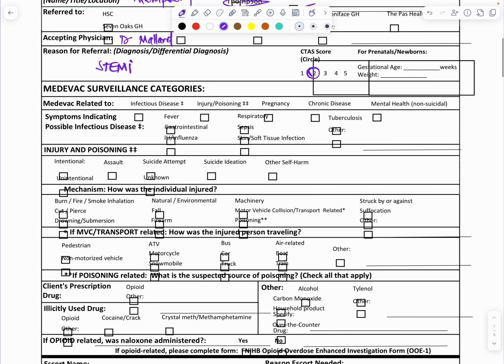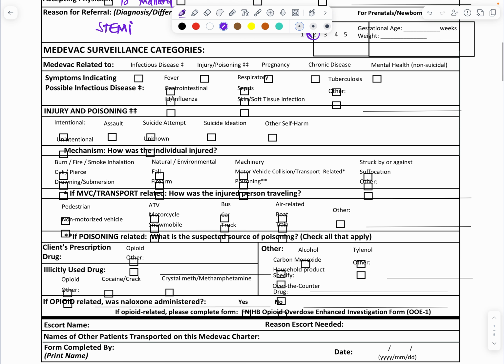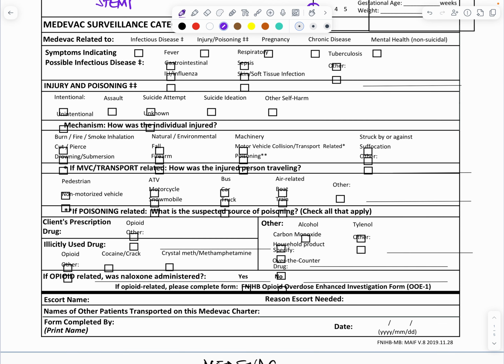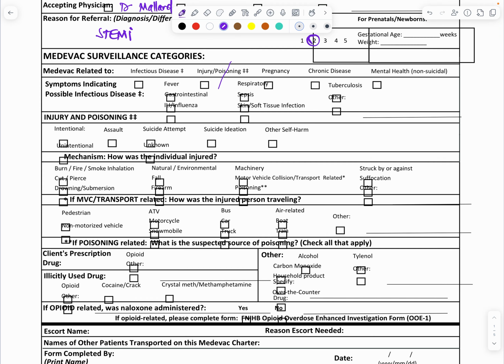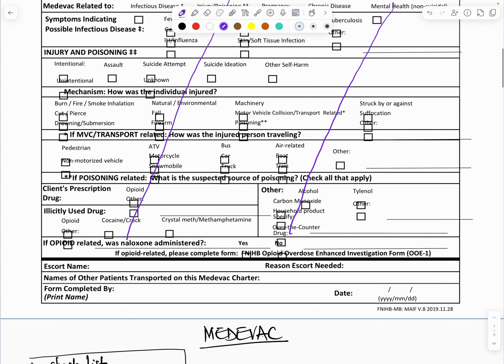It's a no. Is there any injury, poisoning? It's a no. Any accidents or traumas? No. In this case, what you will need to do then, if it's a no to all of those questions, you can bar this entire page, because the abstract has to be fully completed.